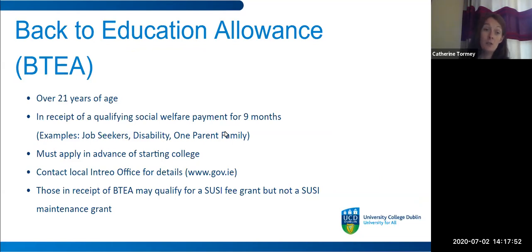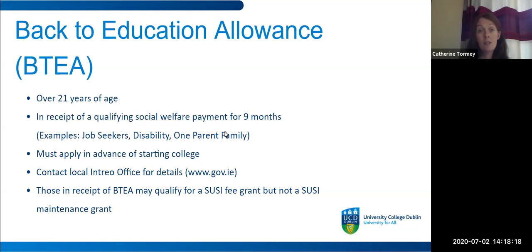So in addition to SUSI, some students may also qualify for the Back to Education allowance. Back to Education allowance is for students who are over 21 years of age on a qualifying social welfare payment for 9 months in advance of coming into college. And you must make the arrangements to go on to a Back to Education payment before you start college. And you can do that together with your caseworker at your local INTREO office.